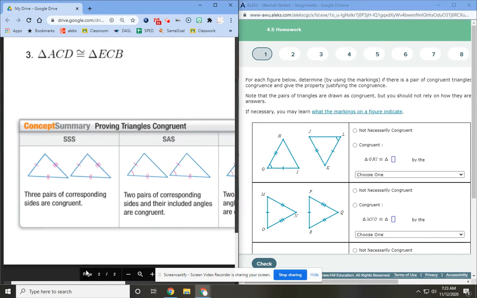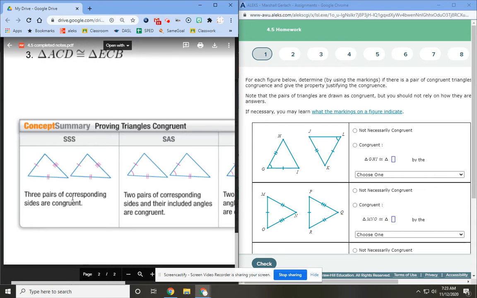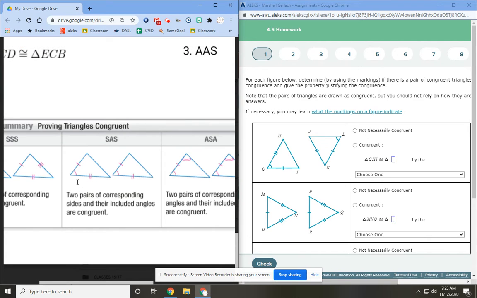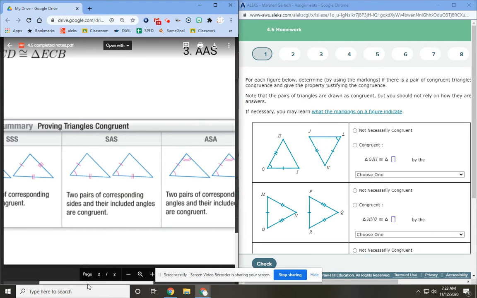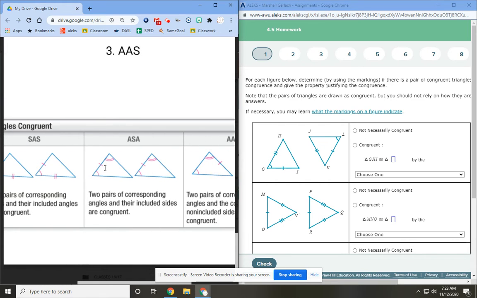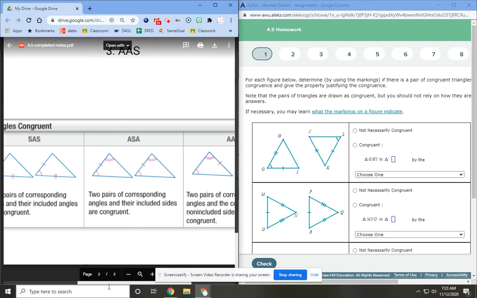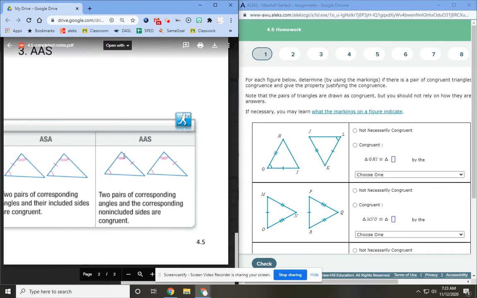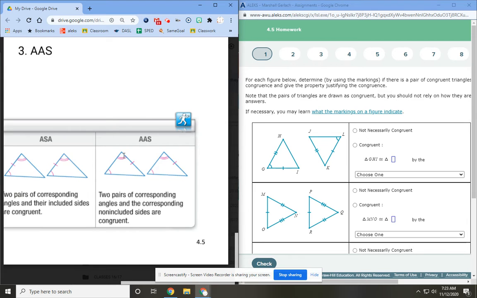The first one is when all 3 corresponding sides are congruent. The second one is when you have 2 sides with an angle in between. Another one, ASA, is when you have 2 angles with a side in between, corresponding. And the last one is when you have an angle, and then a side.